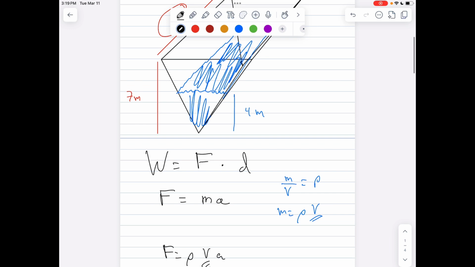All right, now the main equation here that we're going to be working with is work equals force times distance. And we're going to break that down a little further because this is a problem involving water, or any liquid really, and finding the work done. The setup will be very similar to any scenario that you have. Force equals mass times acceleration.